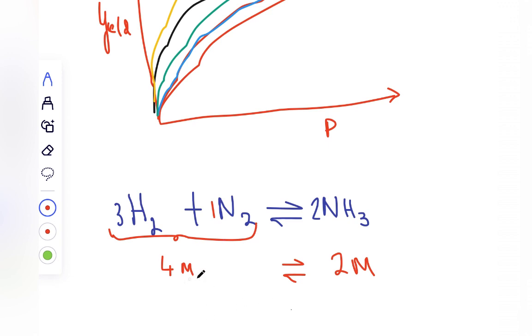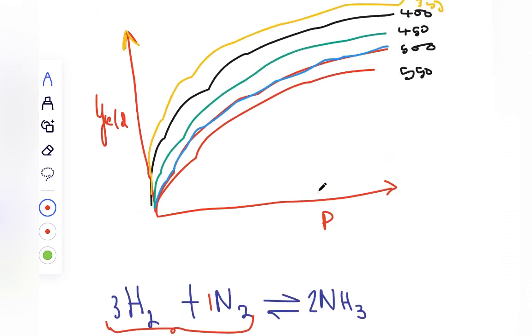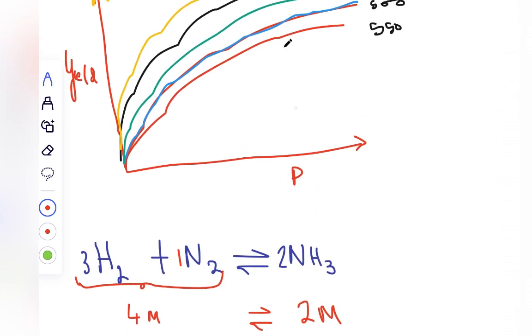So anytime you have an equation, and you see the number of molecules on the reactant side is higher than the number of molecules on the product side, you have to increase the pressure in order to favor the forward reaction. That's the main reason why we use increased pressure. Increased pressure will favor the forward reaction because the number of molecules on the reactant side is higher than on the product side. Okay, so that's the scope for this.